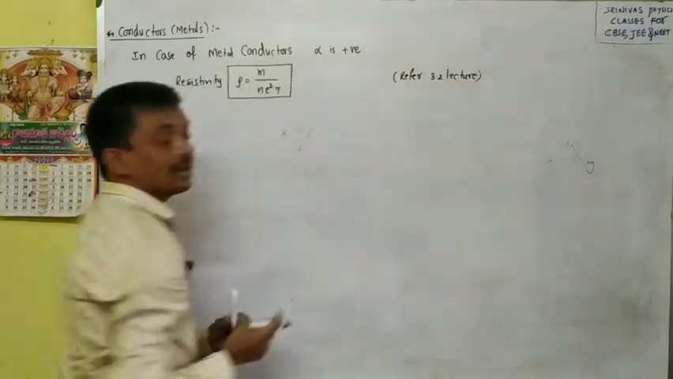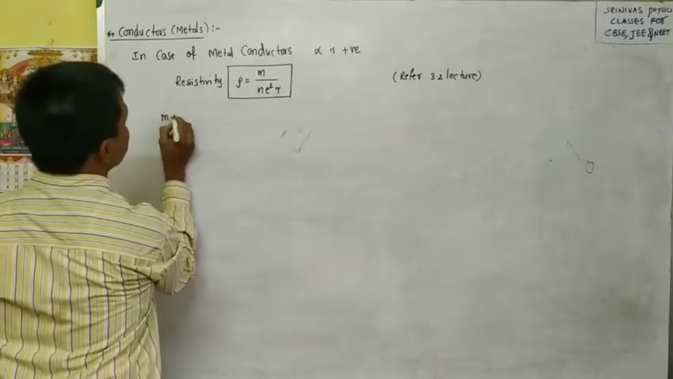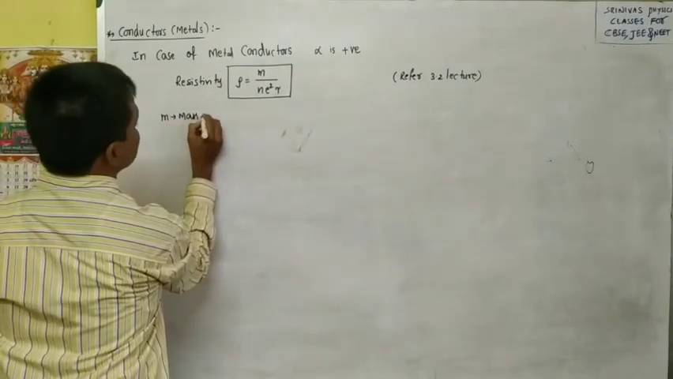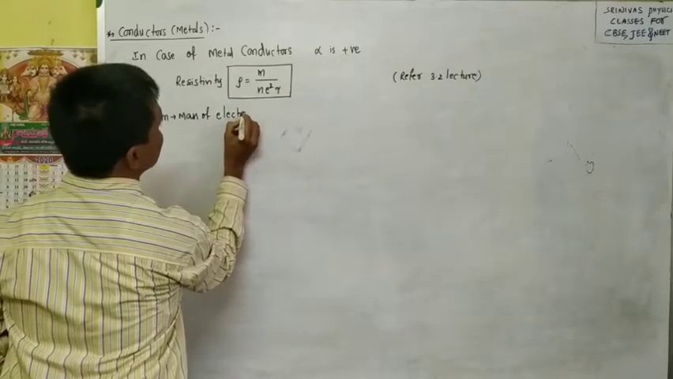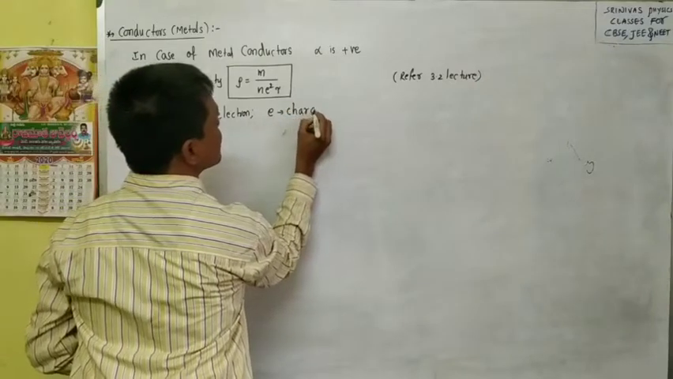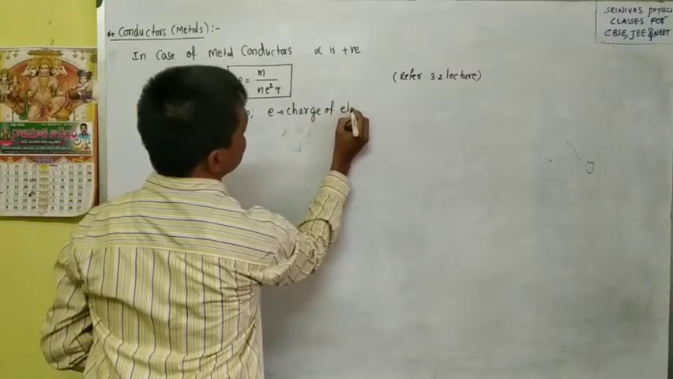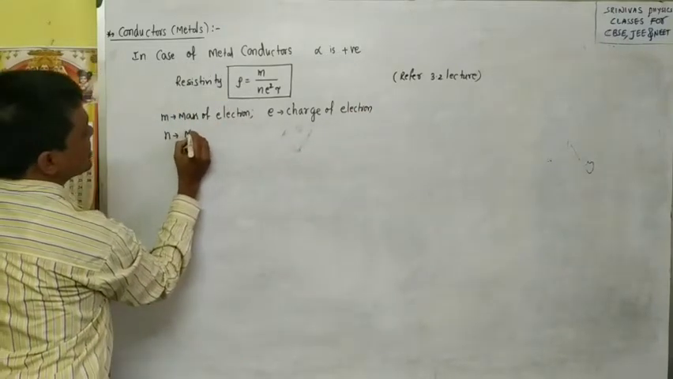Now, m is the mass of electron, it is constant. e is the charge of electron, that is also constant. And n is the number density.